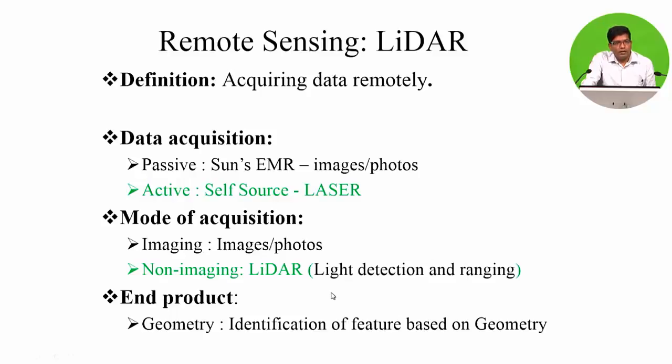So this way the lidar technology basically becomes a non-imaging technique, unlike the other remote sensing methods like acquiring images. The end product that we expect from the lidar is the geometrical property of the scene, and feature identification can only be done based upon the geometry. Since it is monochromatic, we will not be able to identify the object based upon the spectral properties. So ultimately the thing that we get from the lidar is the geometry of the scene, either the surfaces or the measurements or the 3D profile of the scene.